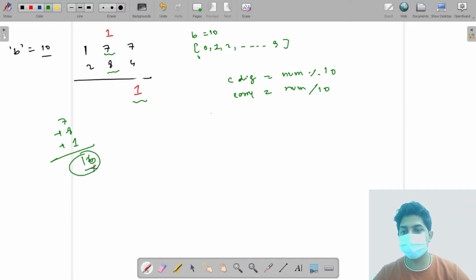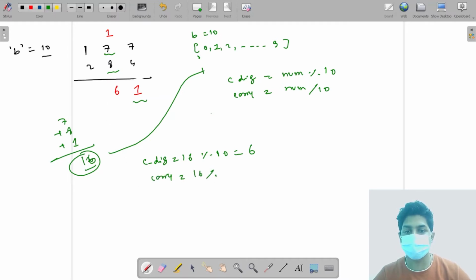16 is given to us. This time again 16 is not in this particular range, so we need to compress 16 into this range. The current digit will be 16 modulus 10, that is 6. Carry will be 16 divided by 10, that is 1. So carry will be 1.